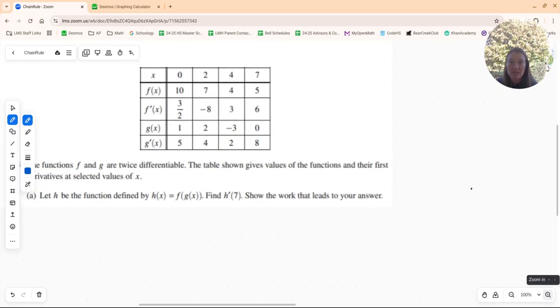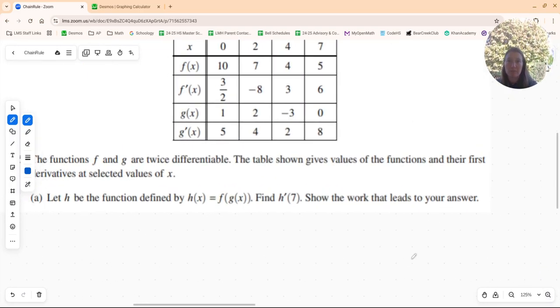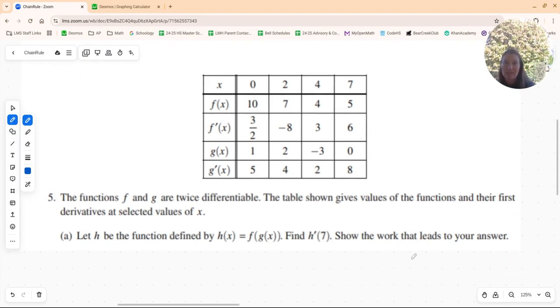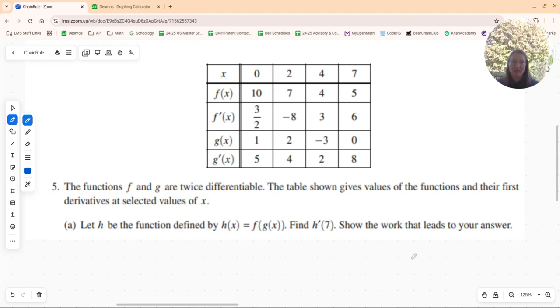Now let's take a look at this one. This was a question on the 2023 AP Calculus AB exam. It was question 5 on the FRQs. It had, I think, 3 parts, an A, B, and a C. If you've been reading this while I've been yapping, it says f and g are twice differentiable. That's important later in the problem. And we have the table of values up here telling us f prime, g, and g prime for lots of values of x. And we are asked to find h prime of 7, knowing that h is f of g of x.